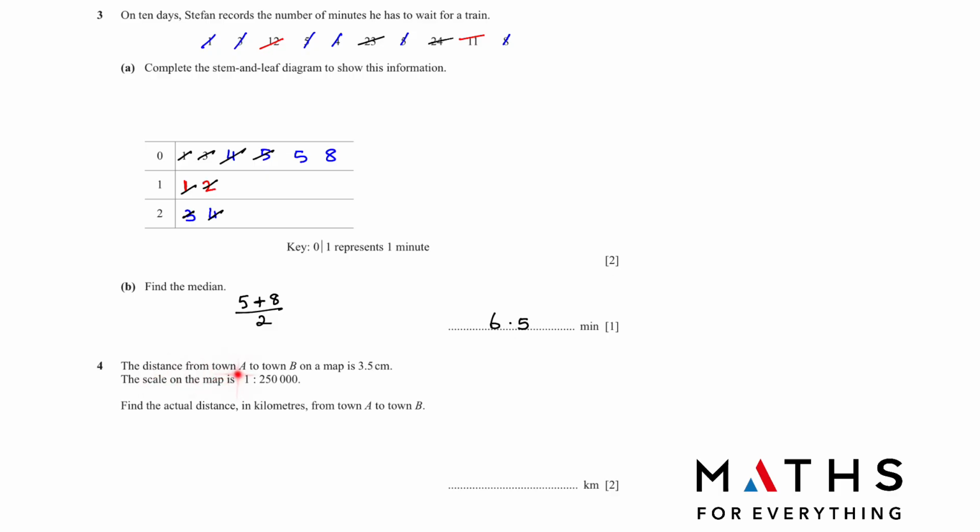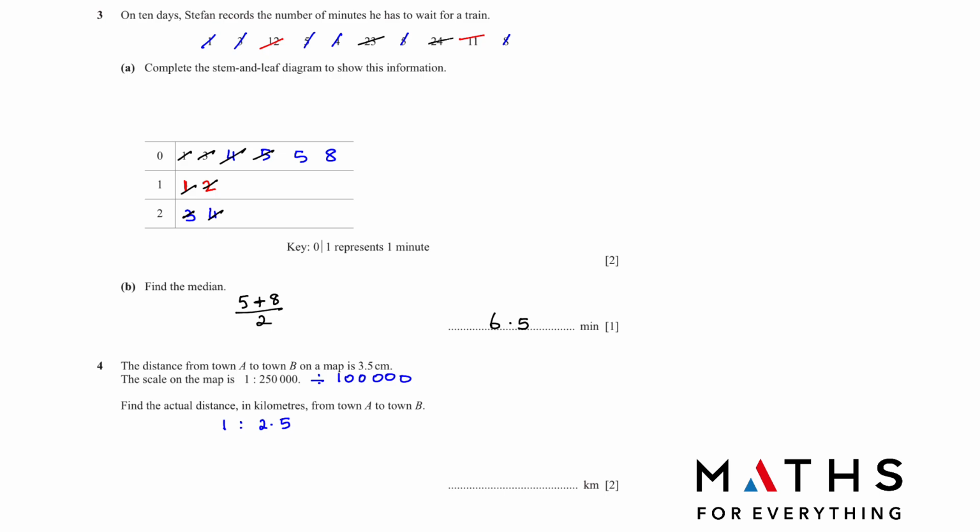The distance from town A to town B on a map is 3.5 centimeters. The scale on the map is 1:250,000. Find the actual distance in kilometers from town A to town B. The first thing you need to know is if they write 250,000, that is in centimeters. So we have to change it to kilometers by dividing it by 100,000. When you divide it by 100,000, you will get 2.5. This is in kilometers now.